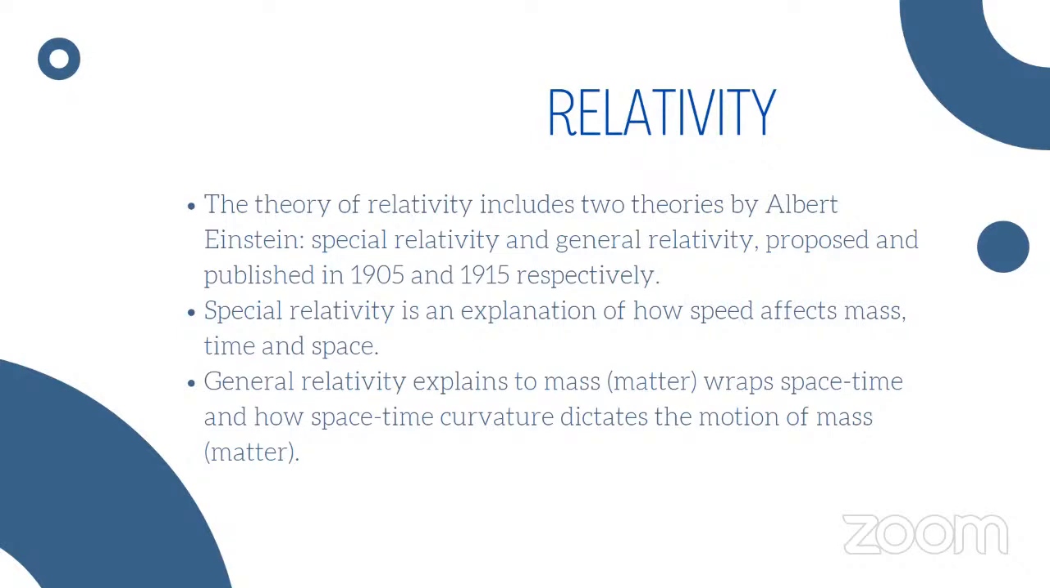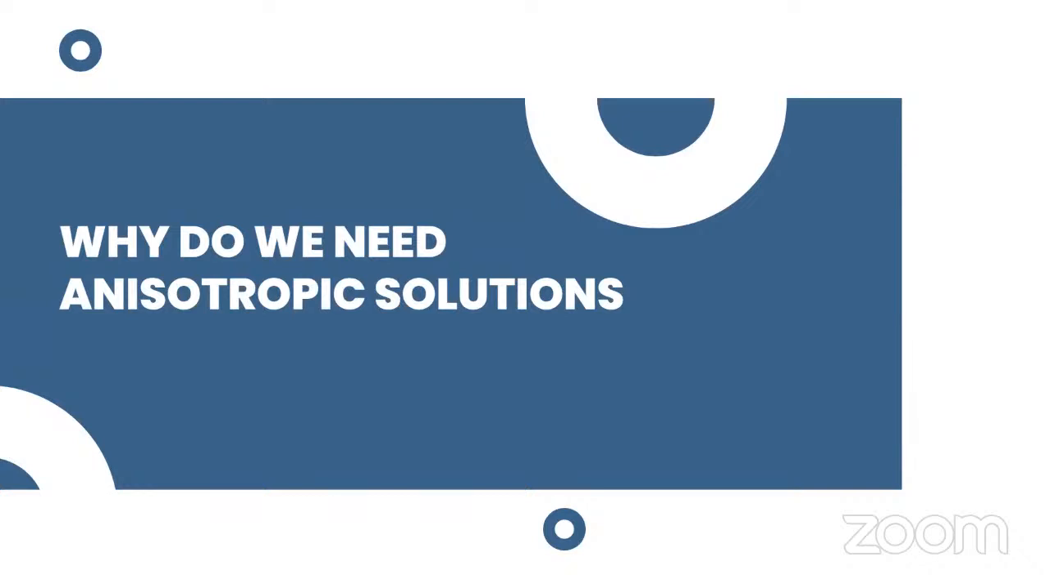Relativity. So relativity includes two theories which were proposed by Albert Einstein in 1905 and 1915, which have been called the special theory and general theory of relativity. Where special theory of relativity is a mathematical explanation of how speed affects mass, time, and space, general relativity is in itself a geometric study which shows how matter warps space-time, and how space-time's curvature dictates the motion of masses in a number of conditions. So why do we need anisotropic solutions?